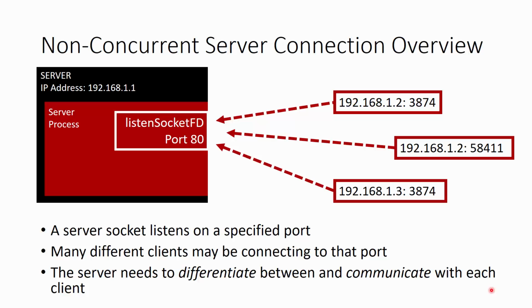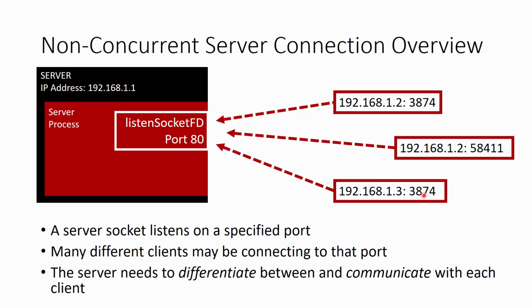So this would be a server that is handling one connection at a time. When we have our server with its IP address, it is listening at a particular port. So we might establish port 80 for our particular socket that we've previously created. And maybe we've got connections coming in from these three clients. From 192.168.1.2, here we have two connections from that particular IP address, that interface. This one is from the port 3874, this one's from 58411, but both are coming from the same IP address.